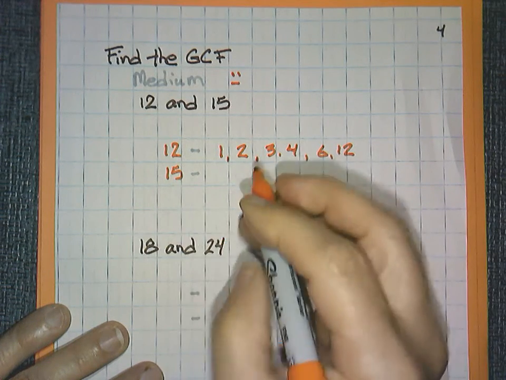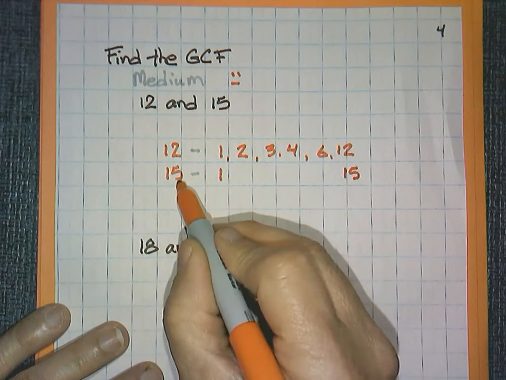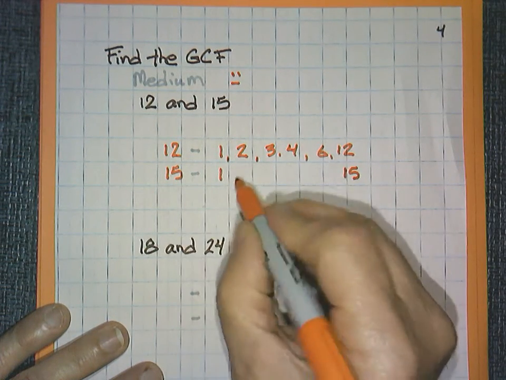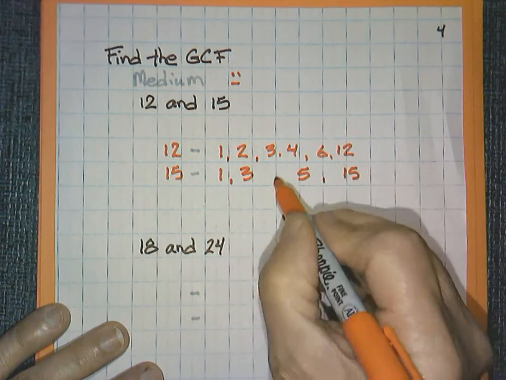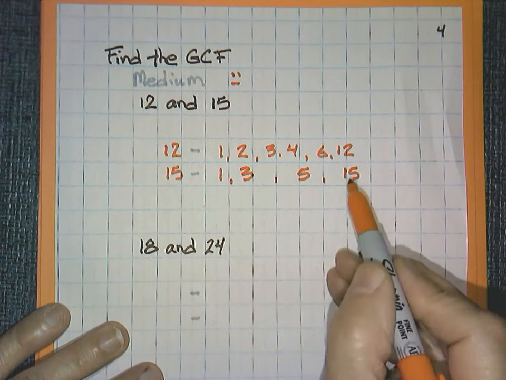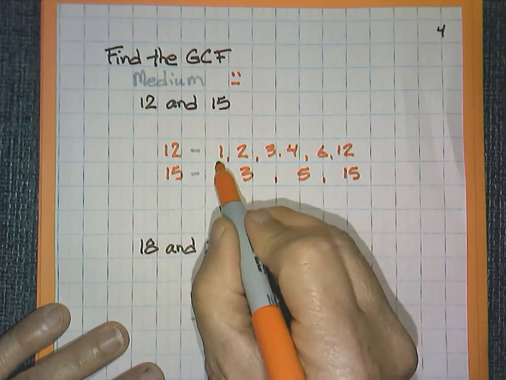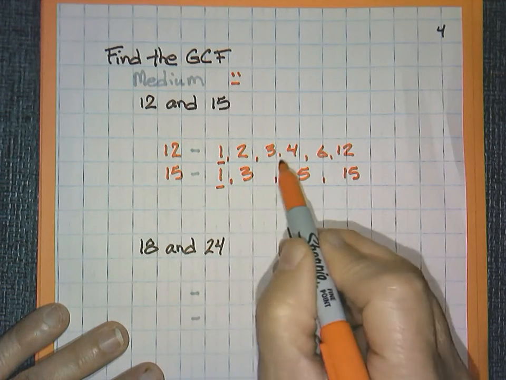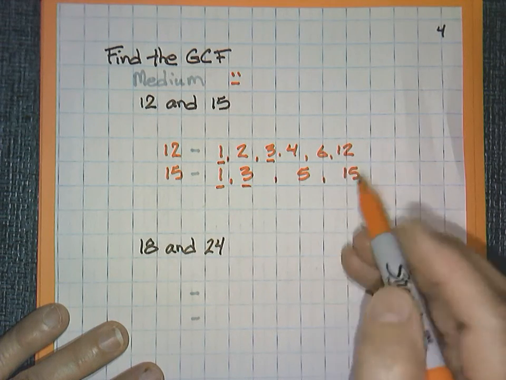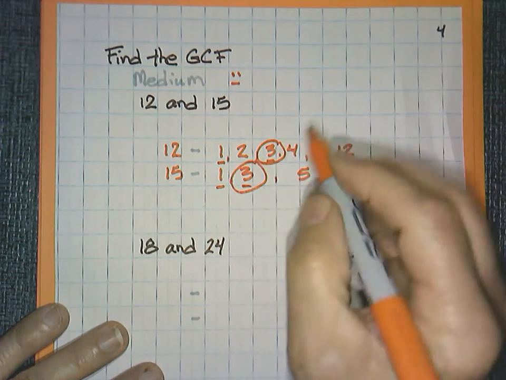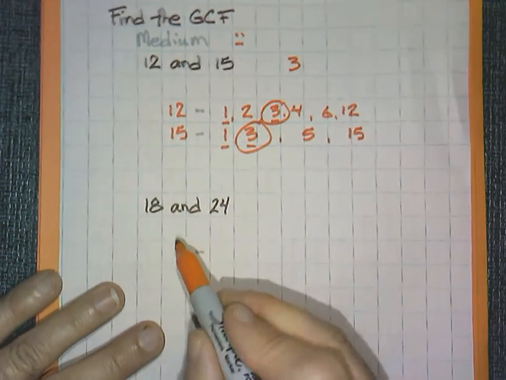Now factors of 15, 1 and 15. 15 is an odd number, so it's not going to be a 2, but 3 and 5. And that would be all the factors for 15, 1, 3, 5, and 15. Our common factors would be 1 and 3, and none of these here are common, so our greatest common factor for 12 and 15 would be 3.